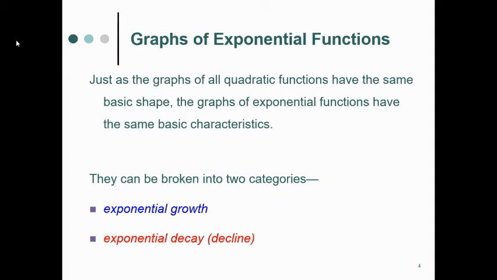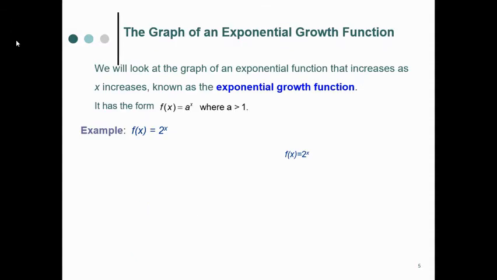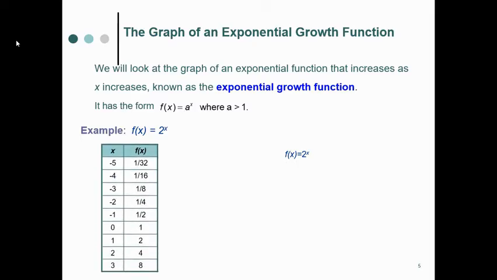Just as the graphs of all quadratic functions have the same basic shape, the graphs of exponential functions have the same basic characteristics. They can be broken into two categories: exponential growth and exponential decay, also called exponential decline. We will look at the graph of the exponential function that increases as x increases, known as the exponential growth function. It has the form f of x equals a^x, where a is greater than 1.